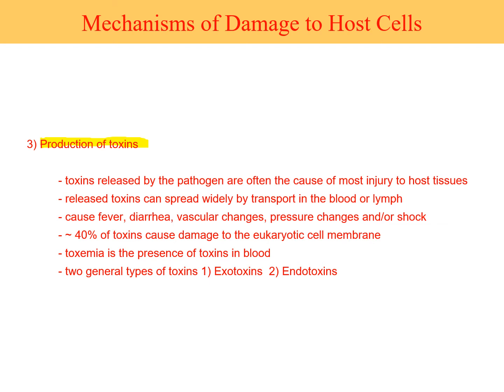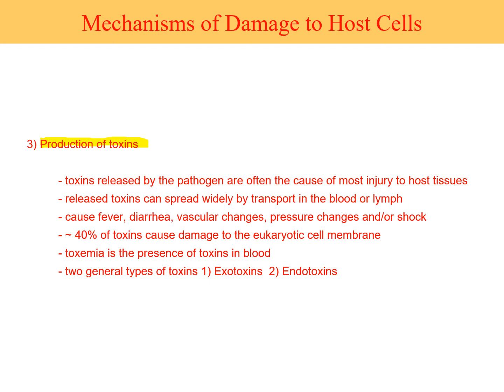About 40% of toxins, roughly, will cause damage to the eukaryotic cell membrane. If the toxin is in the blood, that is, of course, called toxemia. In general, in terms of bacterial infections, pathogenic organisms that cause disease, there are two general types of toxins.